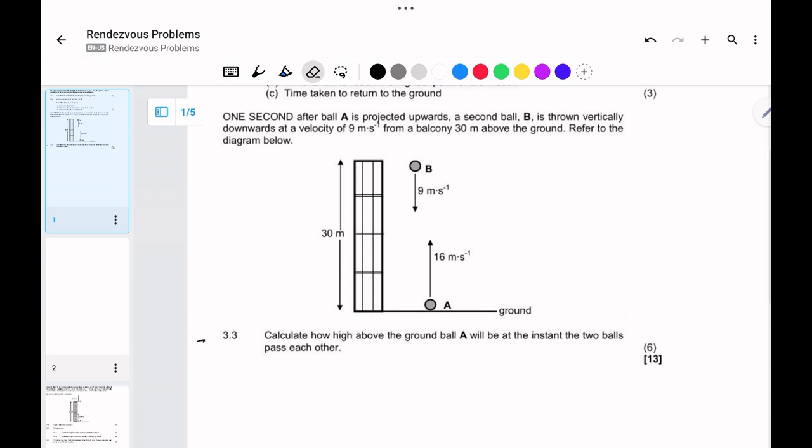We can use this diagram. And the question is, calculate how high above the ground ball A will be at the instant that the two balls pass each other.